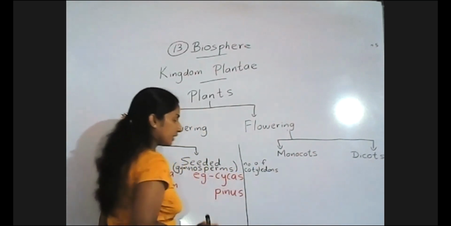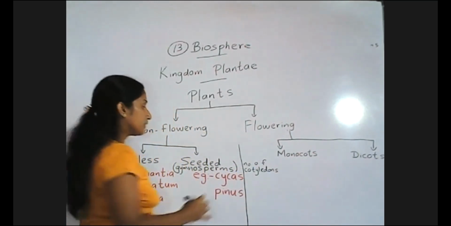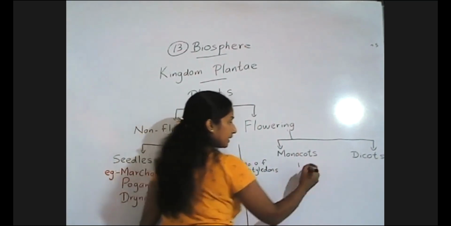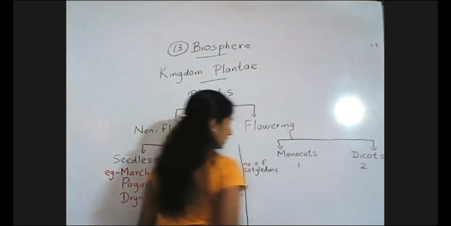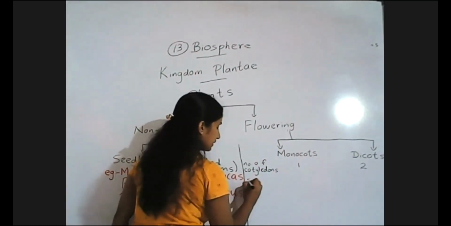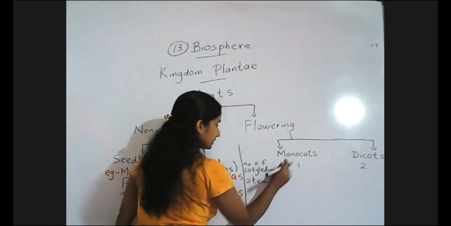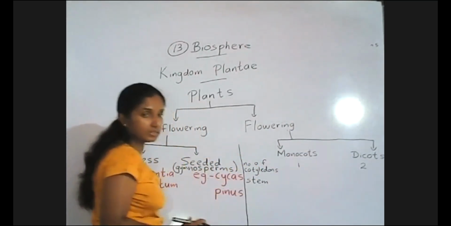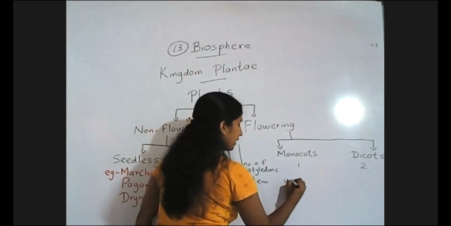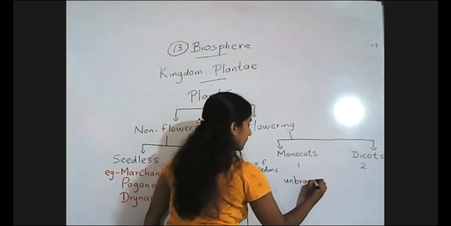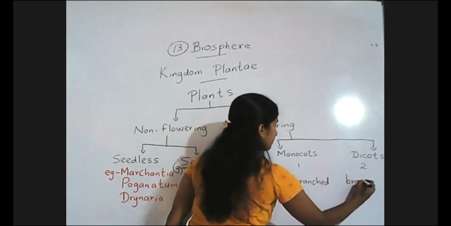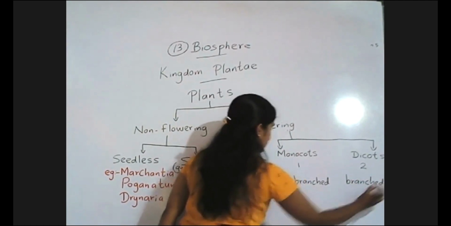Right, the number of cotyledons in the seed. In monocots, only one cotyledon. In dicots, there are two cotyledons in the seed, right? When we consider the stem, we are comparing the features in monocots and dicots. In monocots, the stem is unbranched, but in dicots, the stem is branched, right?